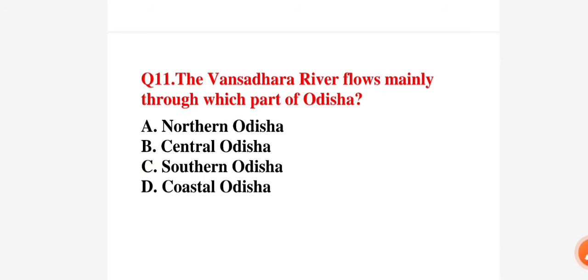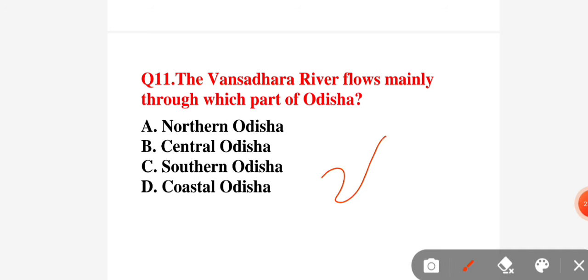The Bansadhara river originates near Lanjigad of Kalahandi district. Can you tell me through which states the Bansadhara river flows? Yes, it flows through Odisha and Andhra Pradesh. The length is approximately 275 kilometers. The Bansadhara river is otherwise known as the River of Bamboo. Do remember, the Bansadhara river is called the River of Bamboo.